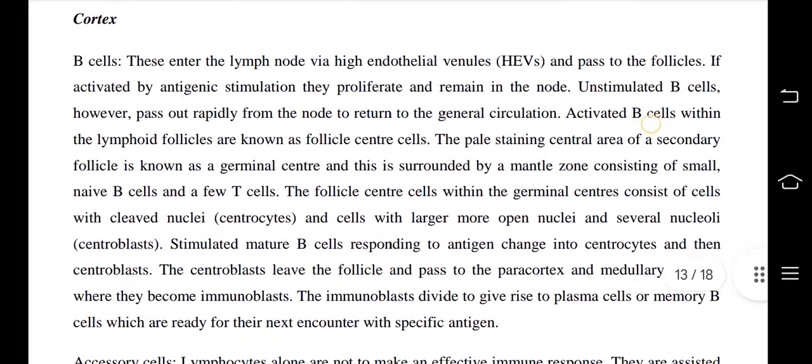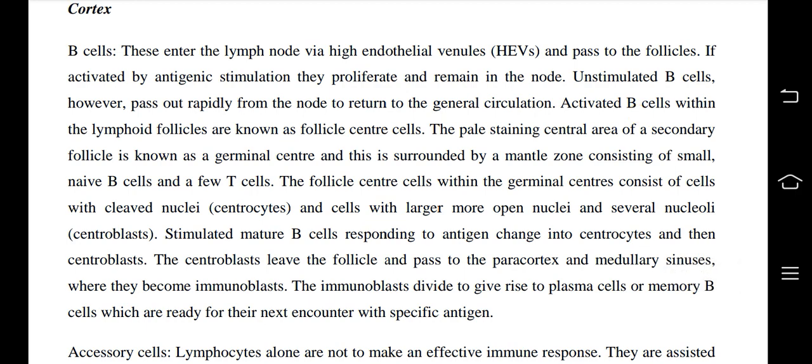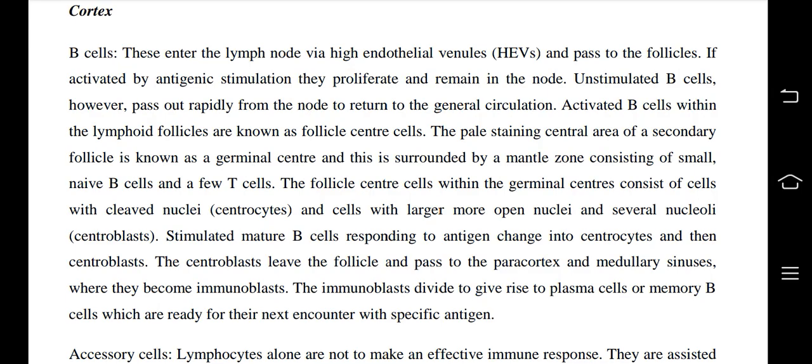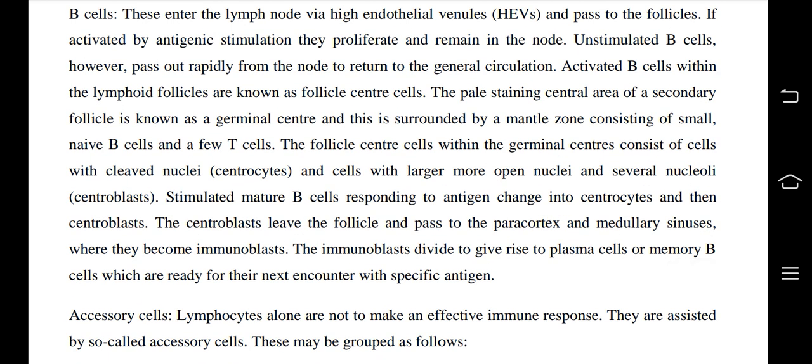Cortex. B cells enter the lymph node via high endothelial venules, HEV. If activated by antigenic stimulation, they proliferate and remain in the node. Unstimulated B cells, however, pass out rapidly from the node to return to the general circulation. Activated B cells within the lymphoid follicles are known as follicle center cells. The pale staining central area of a secondary follicle is known as the germinal center, and it is surrounded by a mantle zone consisting of small naive B cells and a few T cells.